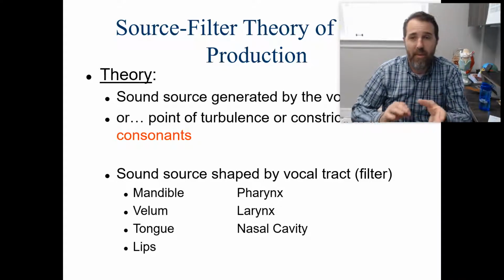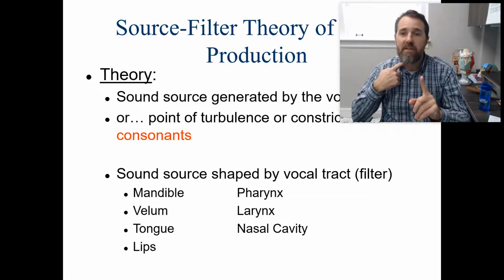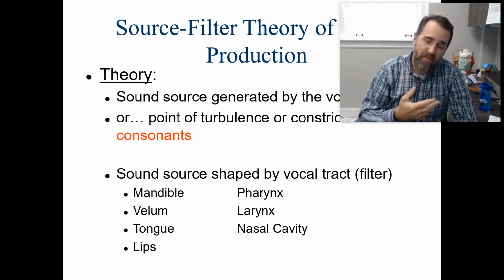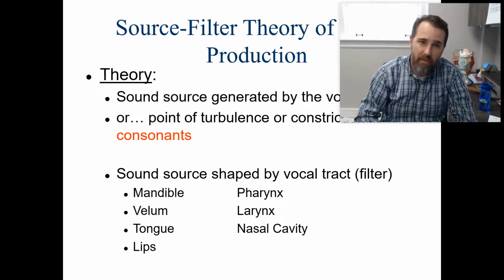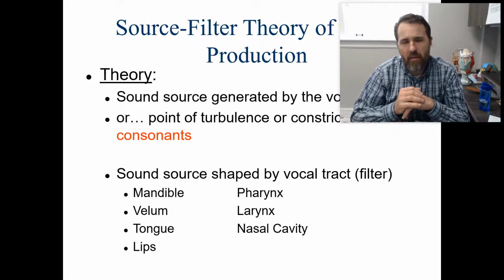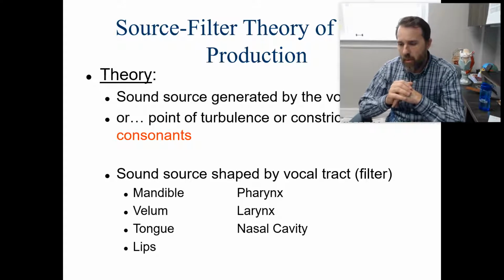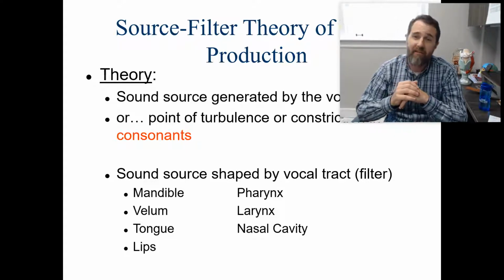z. So when I produce the Z phoneme, I have two sound sources: the voice, the phonation at the vocal fold, and that point of friction between my tongue and the alveolar ridge. But primarily, when we think about source filter theory, we're, for the most part, thinking about vowel production.